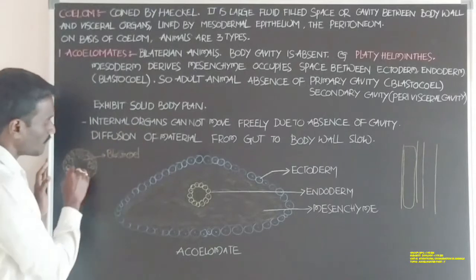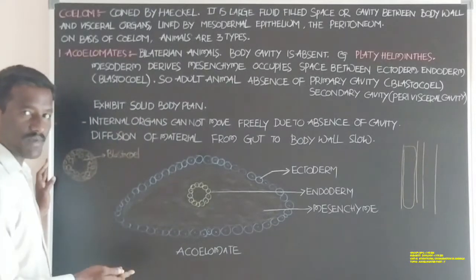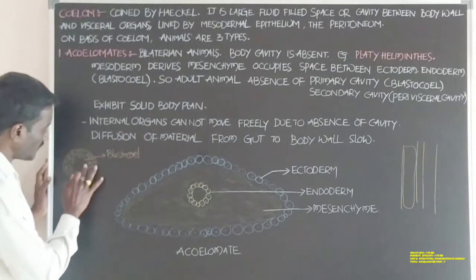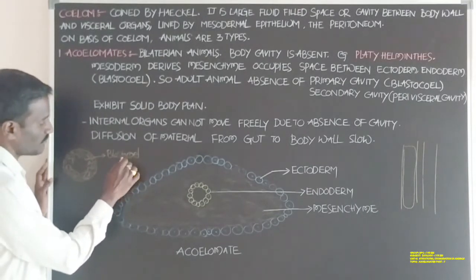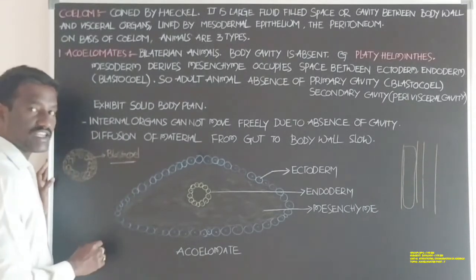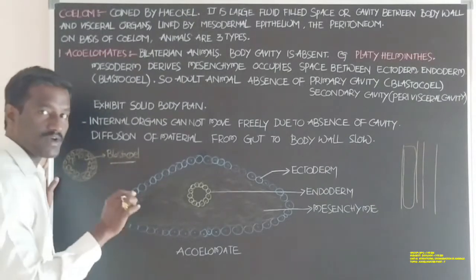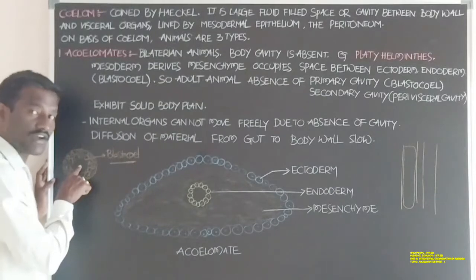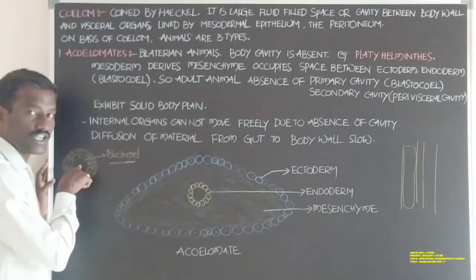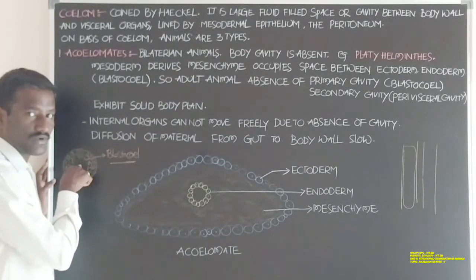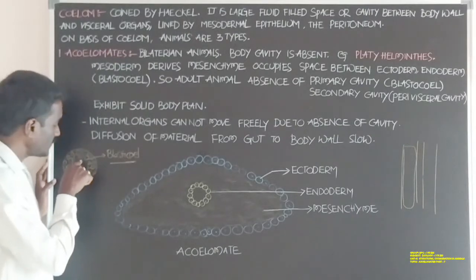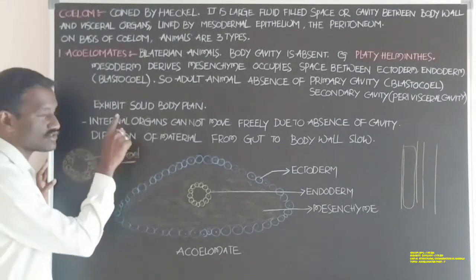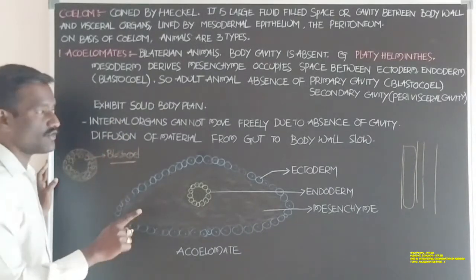Blastocyst. After the morula develops into the blastula, the blastula has an inner space that is called the blastocoel. The blastocoel is considered the primary body cavity. It is the first body cavity in the developmental history of the animal. This space is called the blastocoel, also called the primary body cavity.